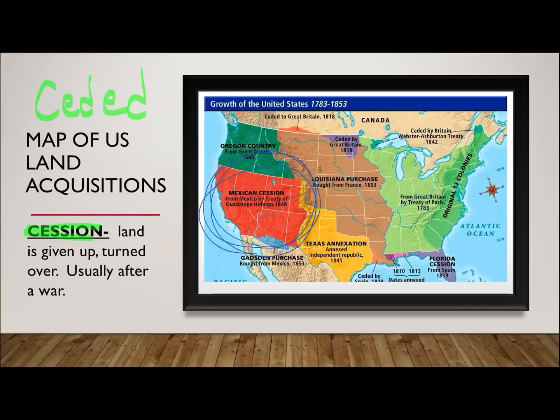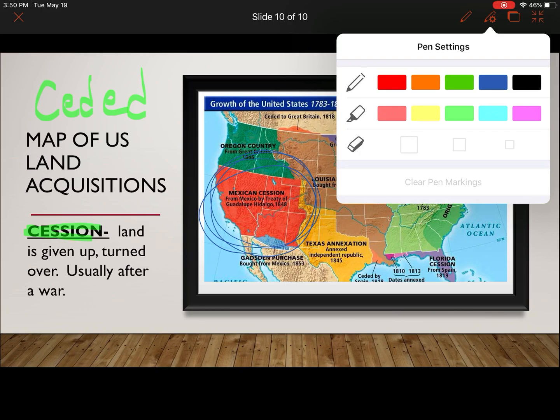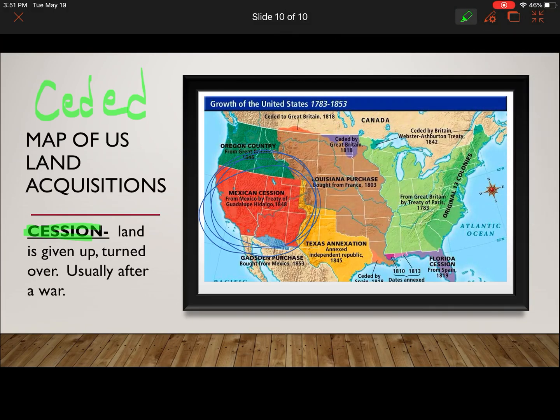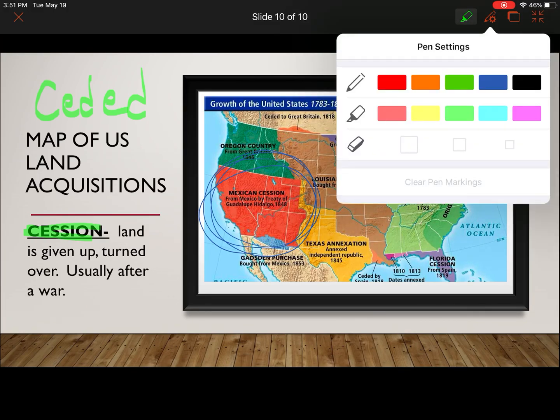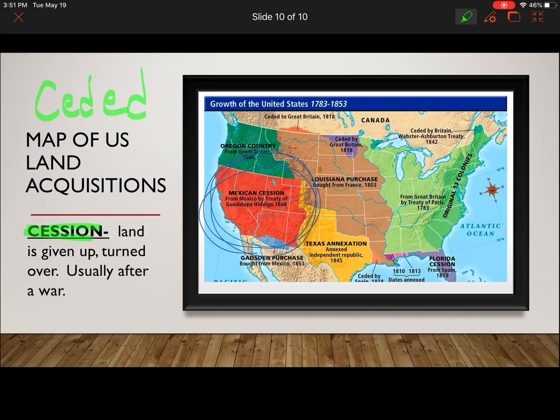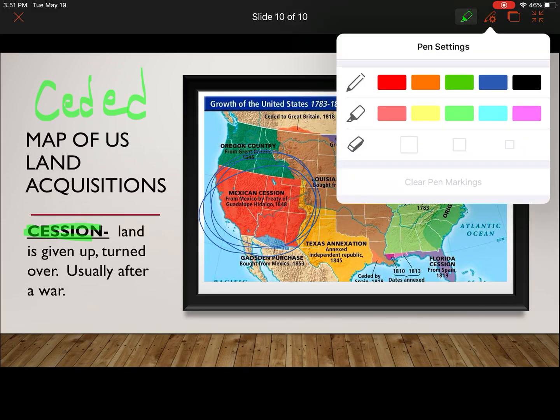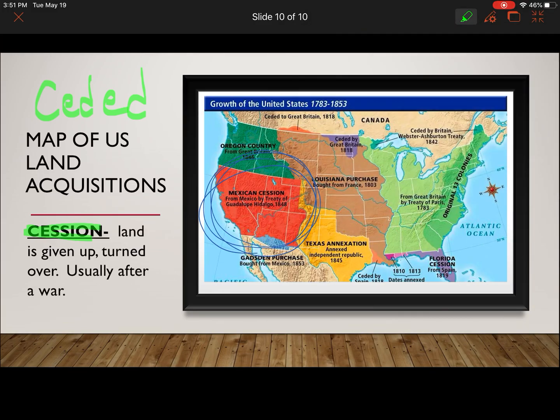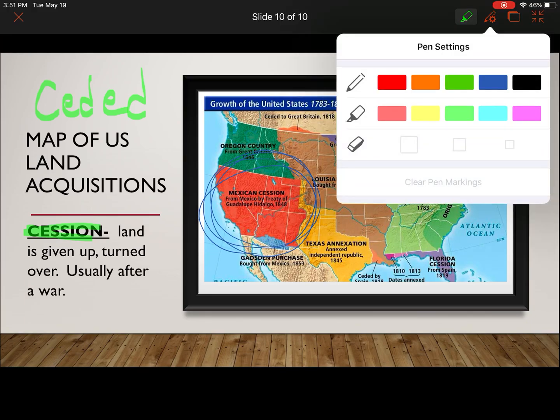Now this map, let me clean up the map a little bit so that you can see it clean. This map kind of highlights or shows all of the different territories that were added to the United States during this time. The Oregon country was added in 1846, right around the same time that we were in that war with Mexico. The Oregon country was added in a treaty with Great Britain. Now, there are a few other, I can't erase the pen markings, I apologize.